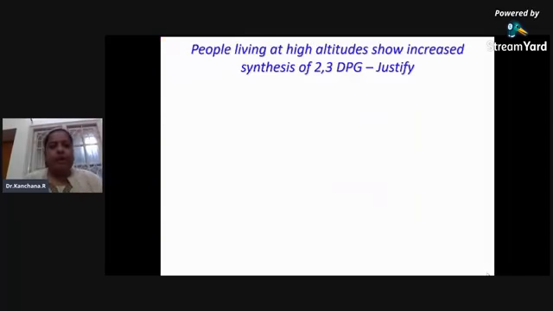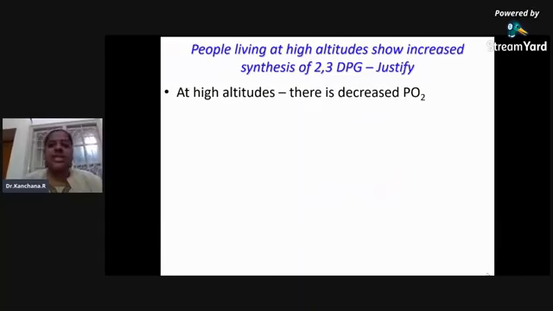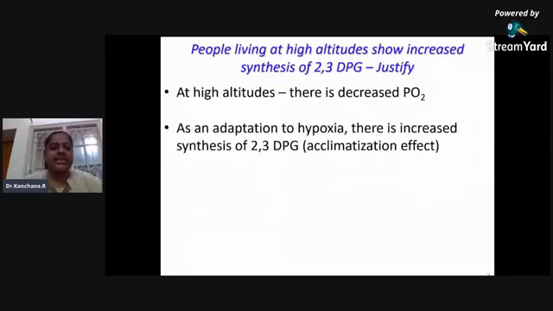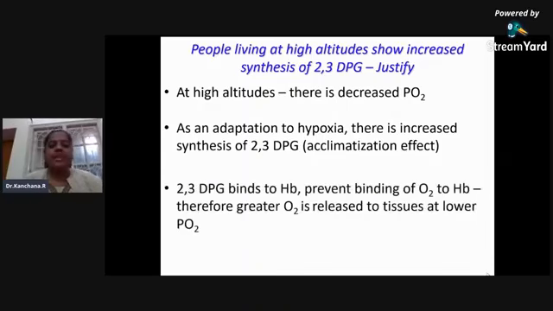Now, people living at high altitudes show increased synthesis of 2,3-DPG. At high altitude, there is decreased PO2. As an adaptation to hypoxia, there is increased synthesis of 2,3-DPG, which is due to the acclimatization effect. And 2,3-DPG binds to hemoglobin, preventing binding of oxygen to hemoglobin. Therefore, greater oxygen is released to tissues at lower PO2 levels.